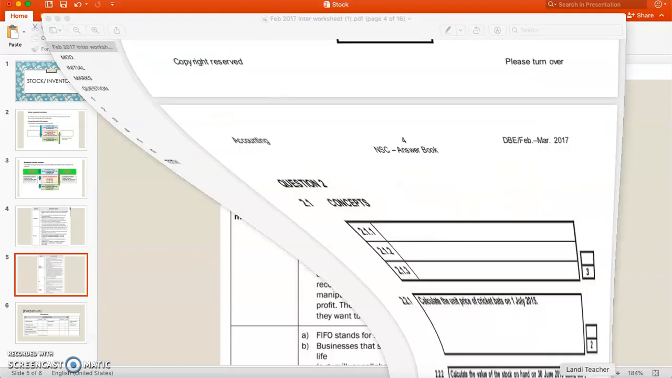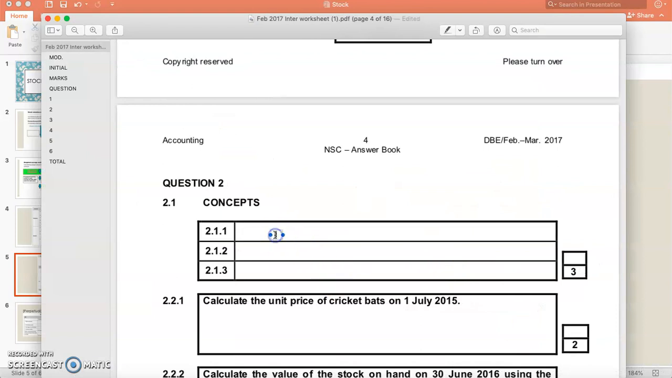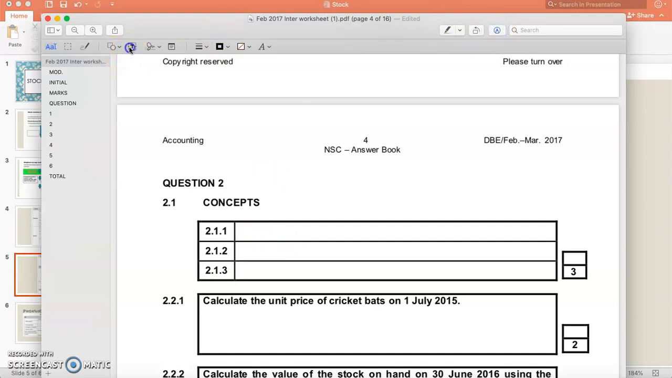So the very first answer today, which asked what's the method we use when something's expensive and individually recognizable, is the specific identification method. Okay, very good.